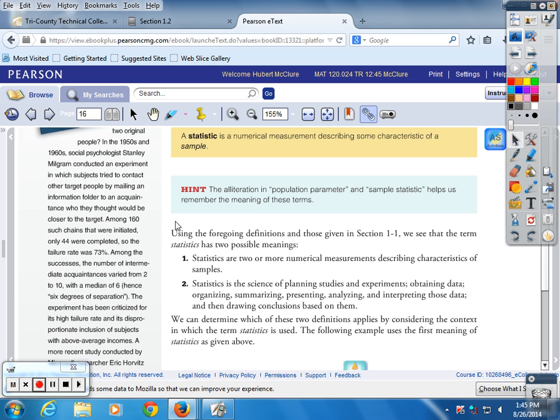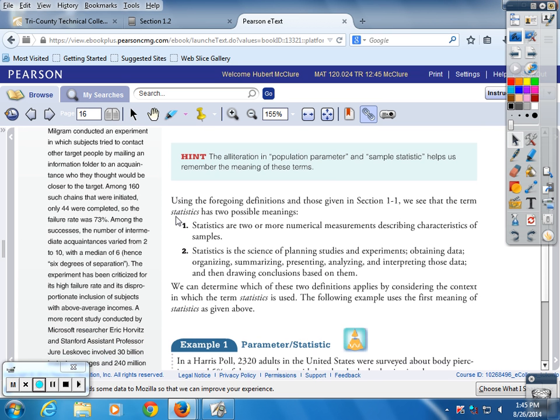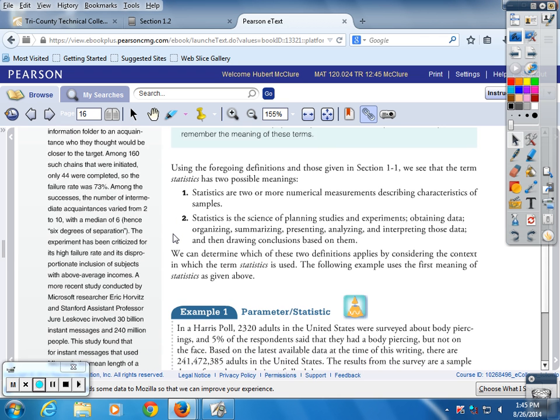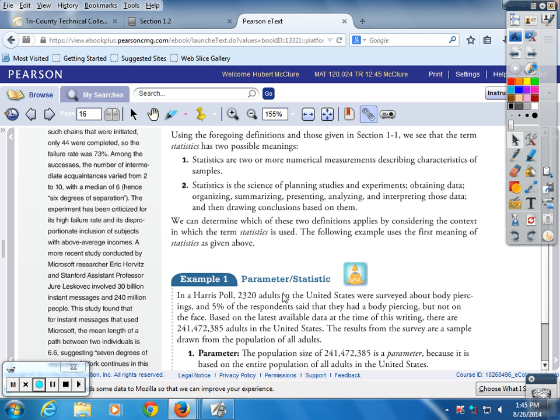Among 160 such chains that were initiated, only 44% was completed, so the failure rate was 73%. Among the successes, the number of intermediate acquaintances varied from 2 to 10, with a mean of what? And that's why you've got the 6 degrees of separation.